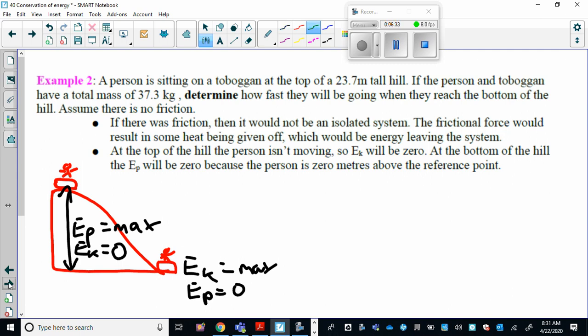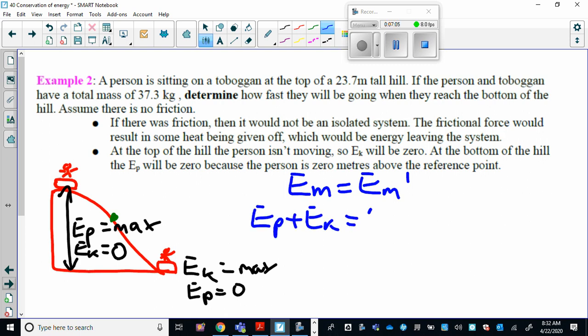And anywhere in between, like right there, for example, some of it is going to be EP and some of it is going to be EK, but they're always going to add up to the total mechanical energy before the situation, before you started going down the hill. So let's do this as described. EM equals EM prime. The mechanical energy before equals the mechanical energy after. EP plus EK equals EP prime plus EK prime.